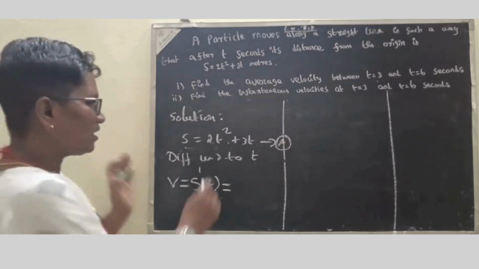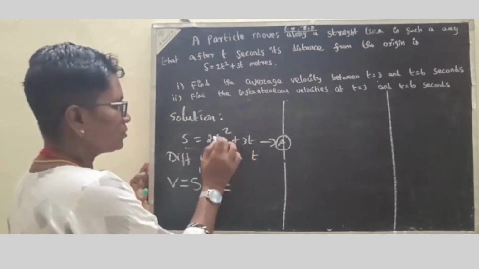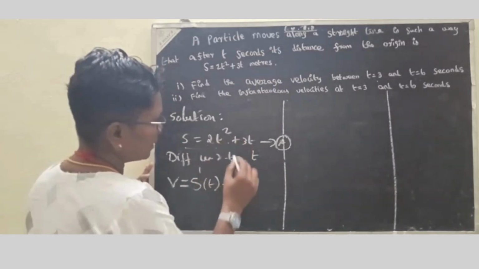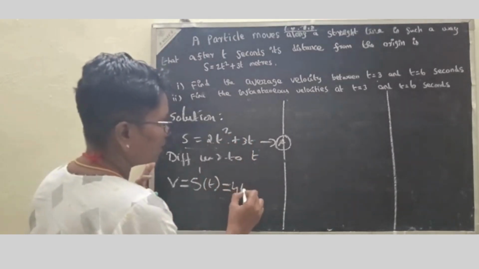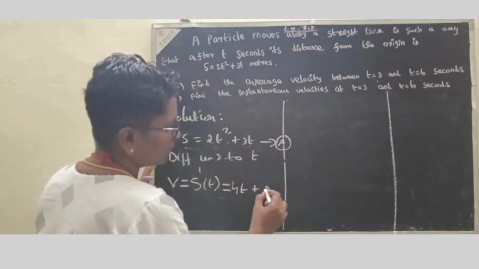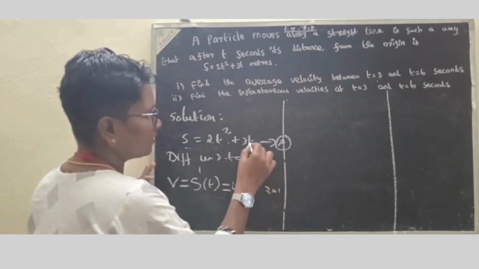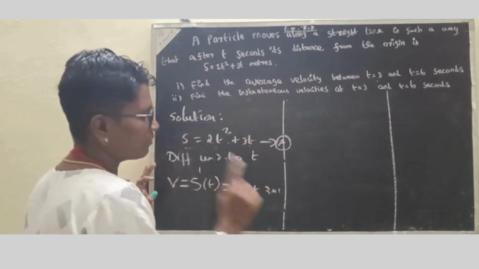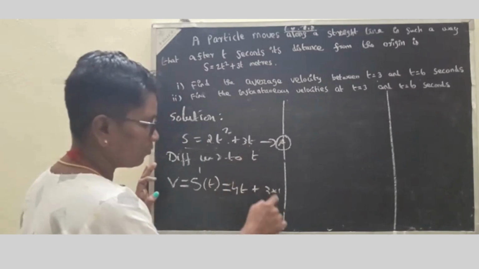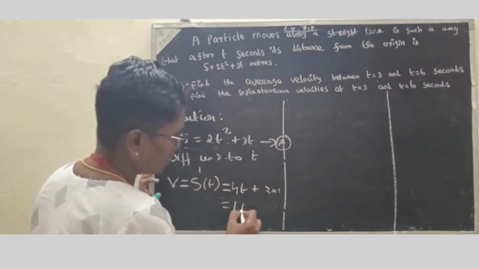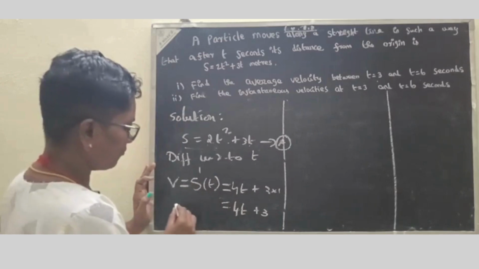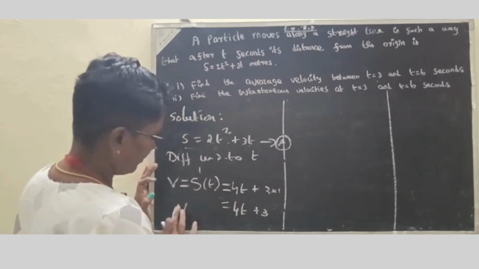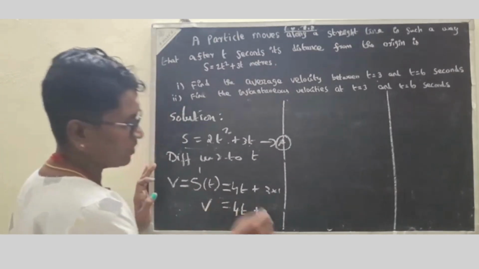We know how to differentiate the given equation. We use the formula n into x power n minus 1. 2 2s are 4t, plus 3 into 1, since differentiation of t with respect to t is 1. Therefore, v is equal to s dash of t, which is nothing but 4t plus 3.